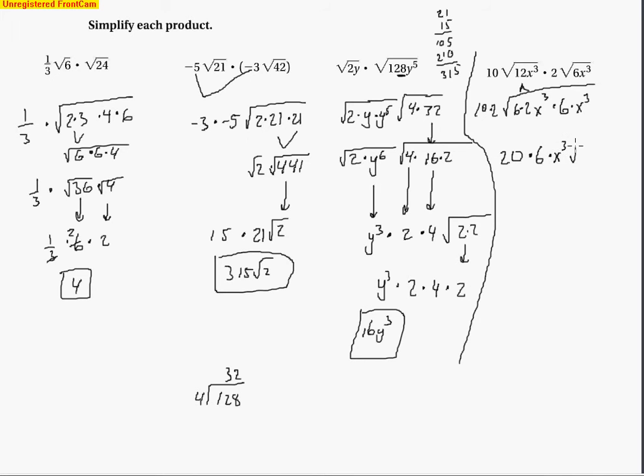And so the only thing I have left underneath the radical sign is the 2. And so I go ahead and multiply these numbers together. I get 120x to the third square root of 2.